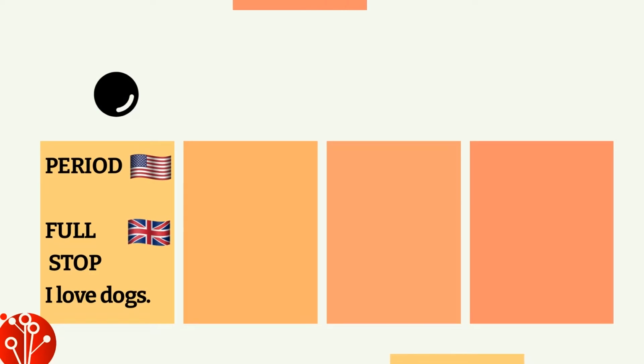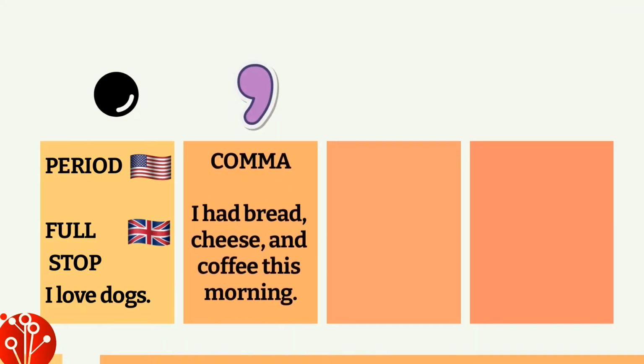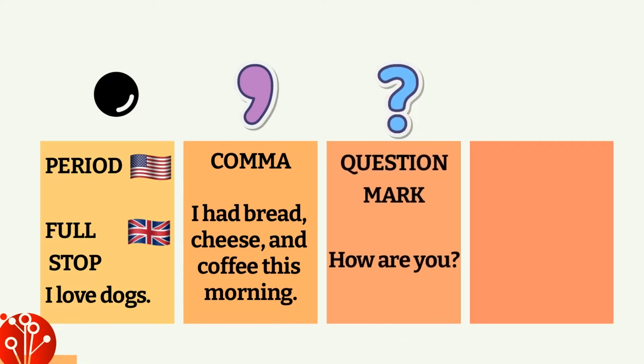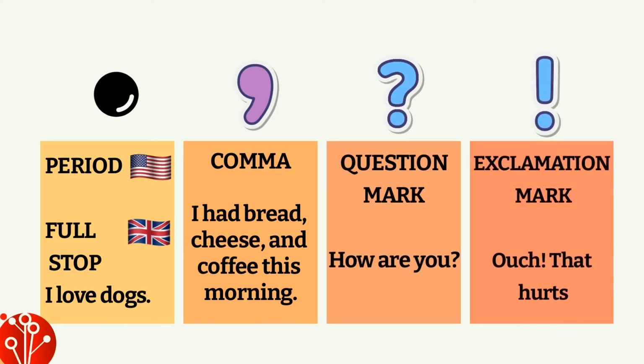Here is how we pronounce and use the punctuation marks. Let's start with period or full stop, used at the end of a declarative sentence and in abbreviations. Comma. We have several uses. One of the most important is used in between words in a series or between two sentences. Question mark, used after an interrogative sentence, and exclamation mark, used to show strong emotion or give a command.